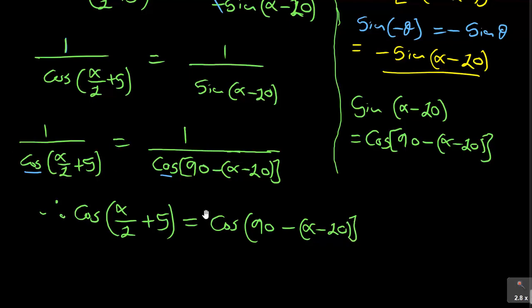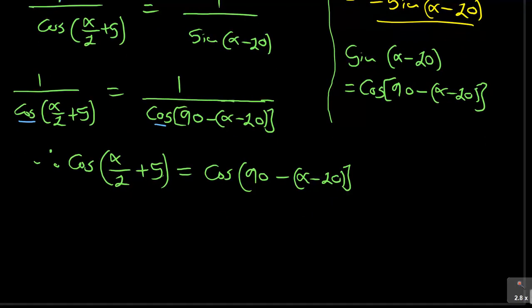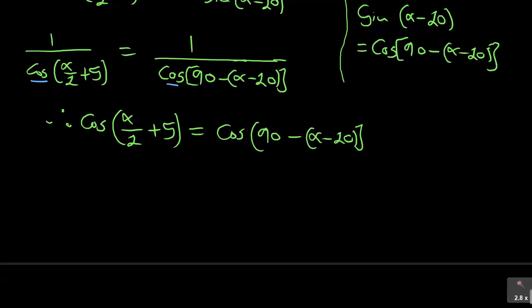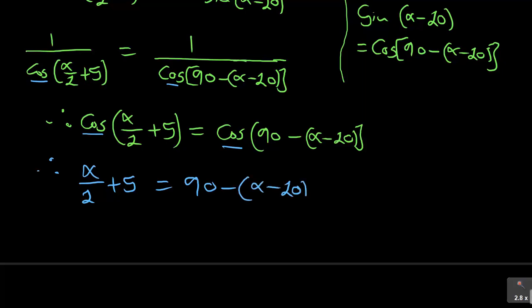Now when you've done that, because you have got cos here, that's where the main thing lies. Because you have got cos here and you have got cos there, you can just drop the cos, and it also therefore states that alpha over 2 plus 5 is equal to 90 minus alpha minus 20. That is actually what it means.